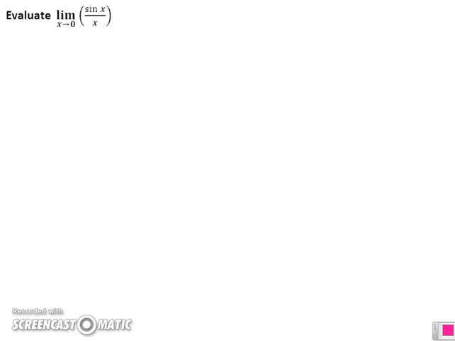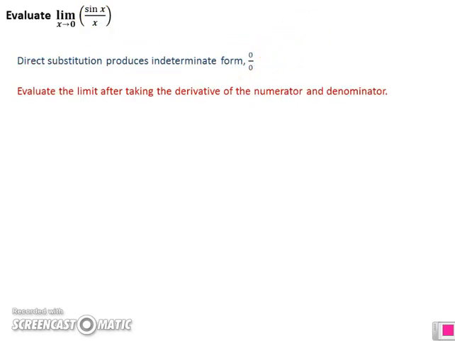Okay, let's do an example. The limit as x approaches 0 of sine of x over x. Well, first thing, if you plug in 0, you end up with 0 on the top, 0 on the bottom, indeterminate form. So let's take the derivative of the numerator and the denominator. You end up getting the limit of the cosine of x over 1. Well, that's nice, because you plug in 0 for the cosine and you get 1 over 1.